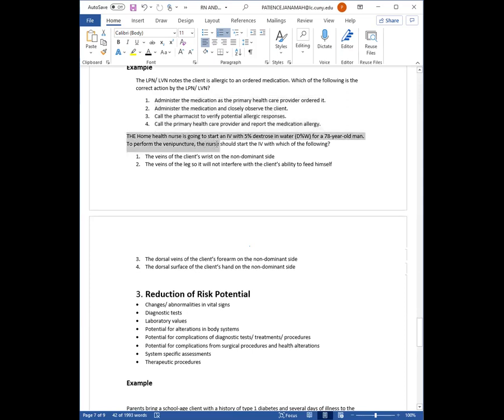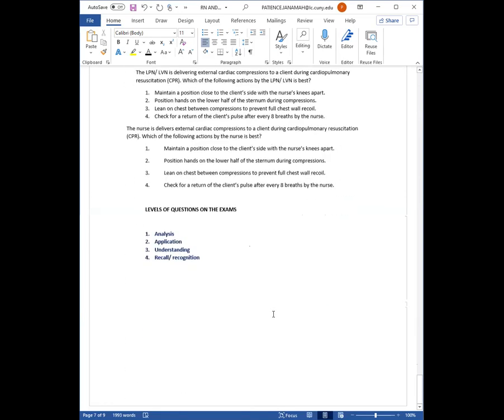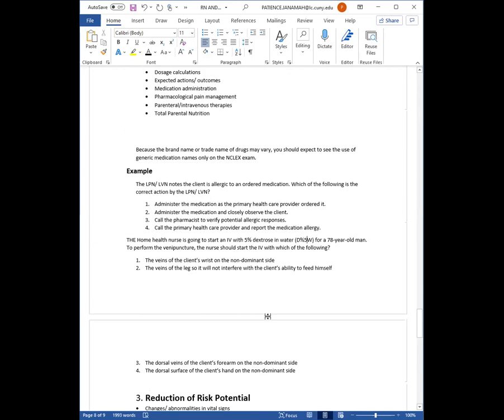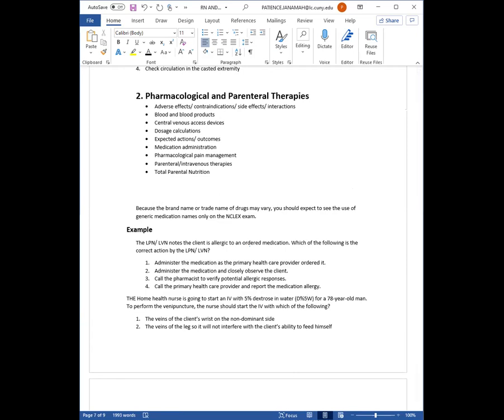A home health nurse is going to start an IV with dextrose 5% in water, that's D5, for a 78-year-old man. To perform the venipuncture, the nurse should start the IV with which of the following? Gertrude, this is your question, and then we are almost done. After this, we have one more, and we close. I'm sorry we didn't get a break today.